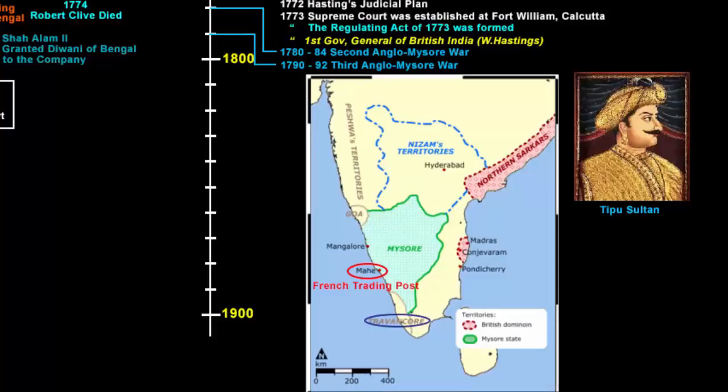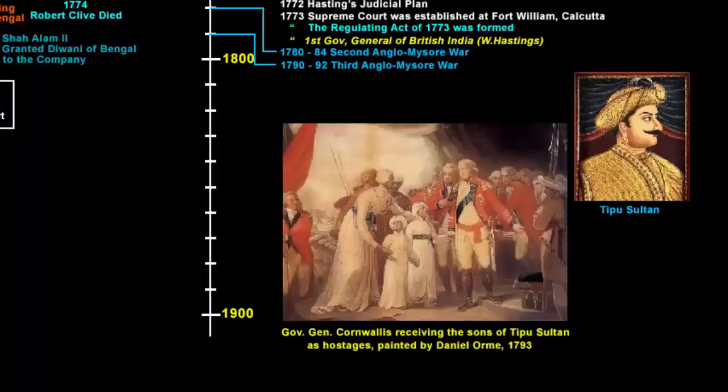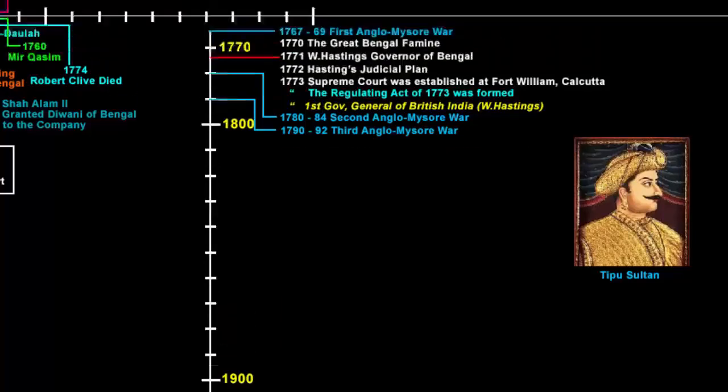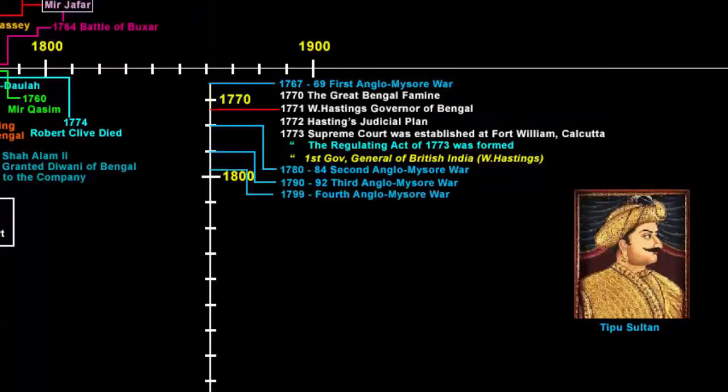Mysore lost its capital, Seringapatam, to the company. So here the company won and they acquired the capital city of Mysore. In this picture, you can see how the British took away 2 of Tipu Sultan's sons as hostage. The fourth and the last Anglo-Mysore War was fought in 1799.